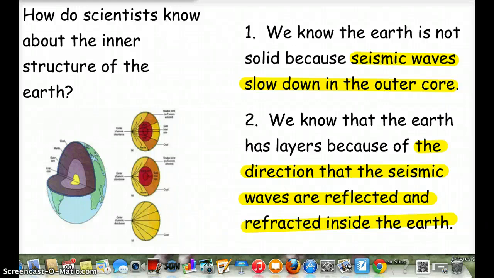Hi guys, I wanted to make sure that we finished up the structure of the Earth notes. First period and second period classes, we have done the first couple slides, so you can just go ahead and fast forward until you get to the information that you need. Fifth period, we are going to start fresh at the beginning.